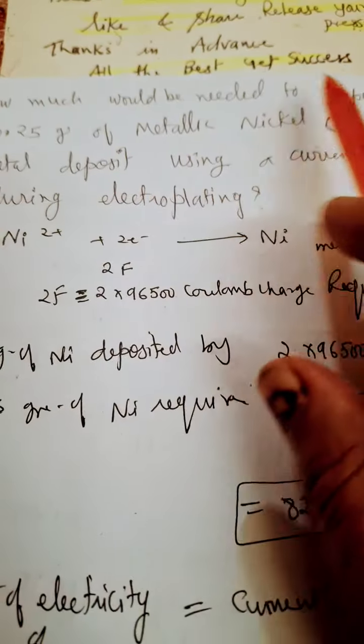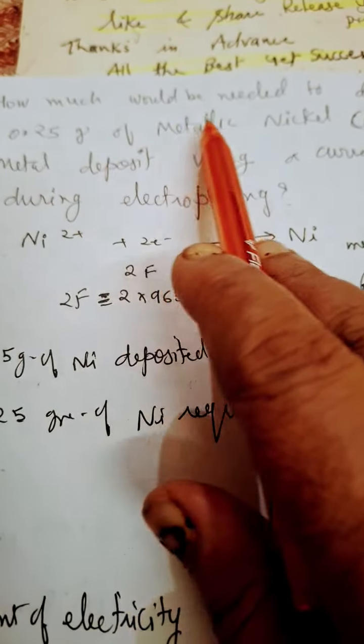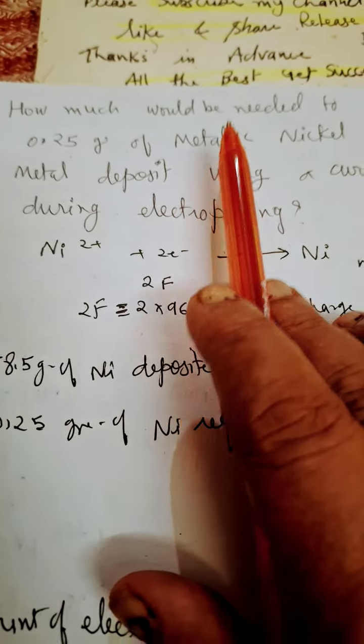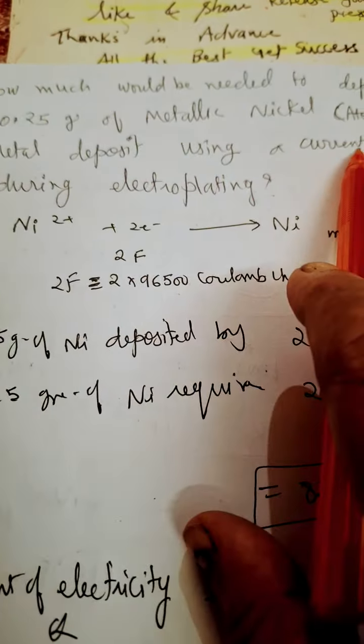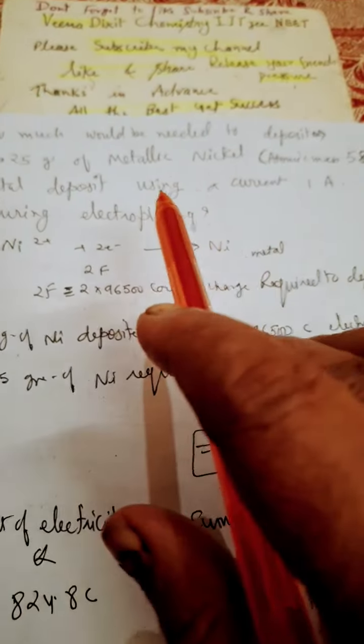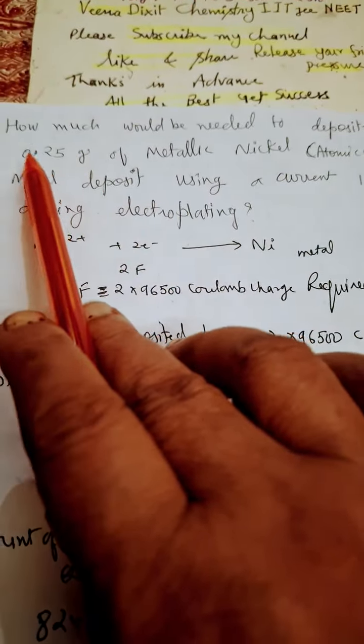Okay, how much time would be needed to deposit 0.25 gram of metallic nickel? What you have to do, take your notebook and write down each and everything, then it will be very easy for you. And listen to my video and you will find that it is easier for you.